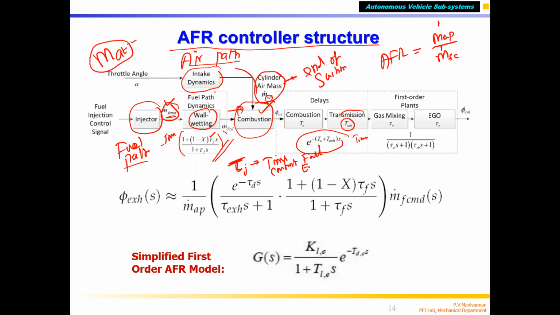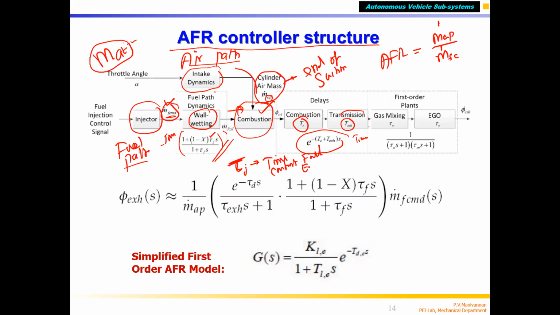Sensor may be located 1 feet away or 1.5 feet away from the outlet port. Correct? So that is a time delay. Then this time TC is nothing but combustion delay. Air and fuel are not mixing instantaneously. It takes some milliseconds to burn. So due to this, there is a time delay, which is represented by e power minus TC plus this one into S.